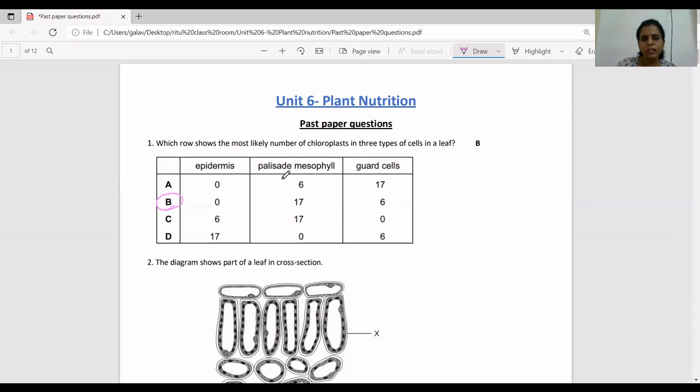Palisade mesophyll cells and spongy mesophyll cells. That's the reason epidermal cells have no chloroplast, because when light passes through these epidermal cells, some of the light energy might get absorbed by the chlorophyll molecules present in them. So the light energy available to the mesophyll cells would be very less. Hence epidermal cells have no chloroplast. They are adapted in this way that they're transparent, with no chloroplast or chlorophyll.